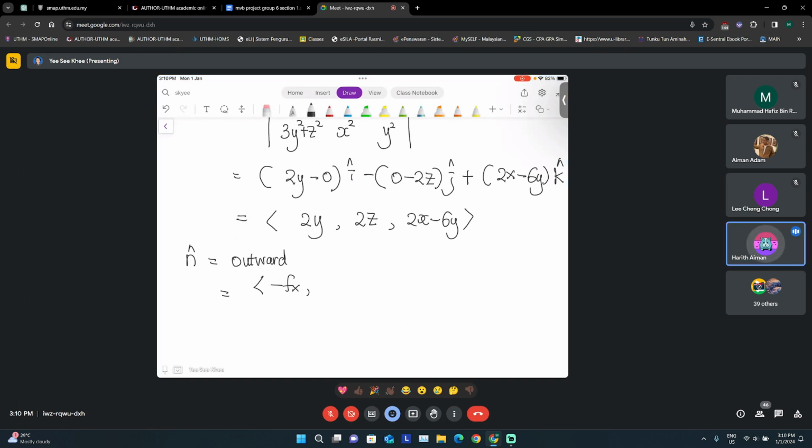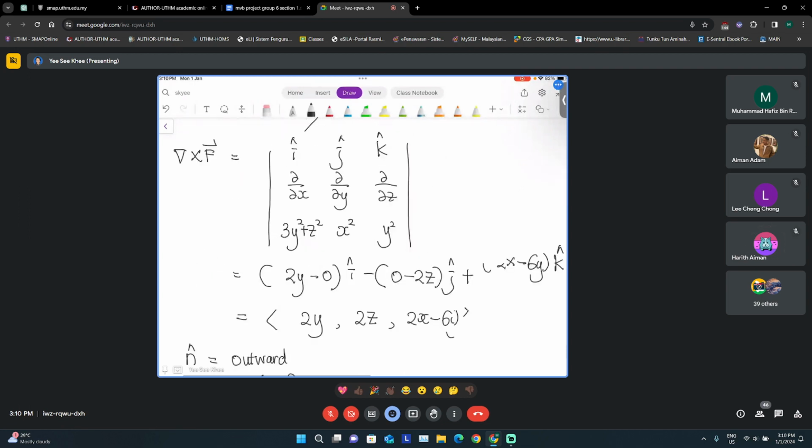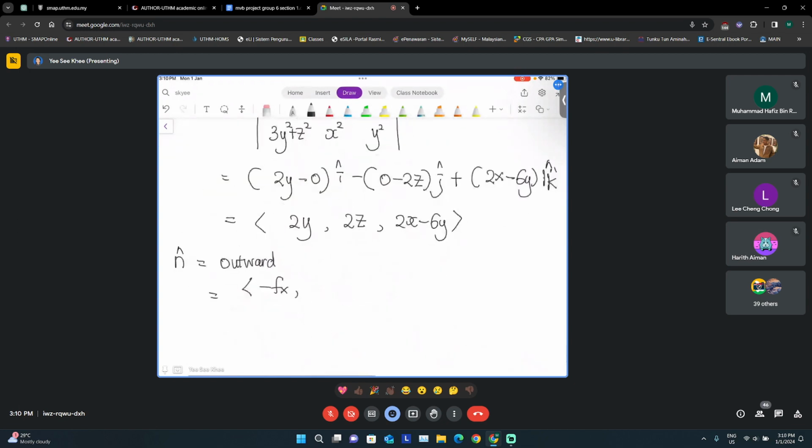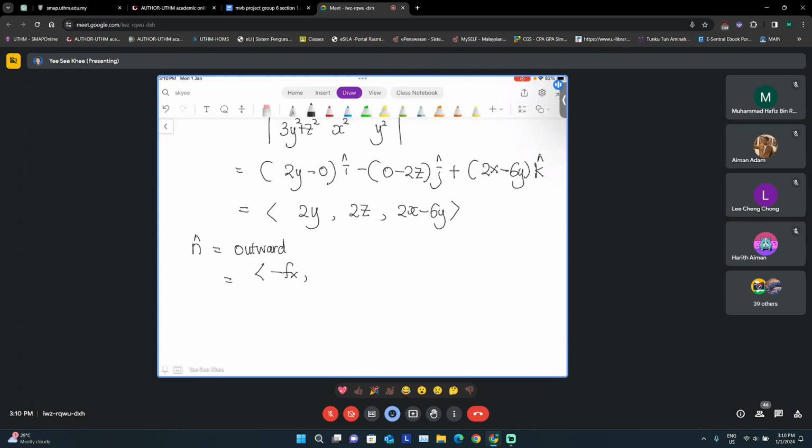Madam, for this formula, will they give it or do we have to memorize it? I think they will give you this equation. This equation is given. I think this one is also given. Let me check again, next week I will let you know. The outward equation I think is given also. Okay, thank you madam. Actually, it's not difficult to memorize. If you do it many times, you should know how this equation looks. I will double confirm with you next week during our face to face lecture.